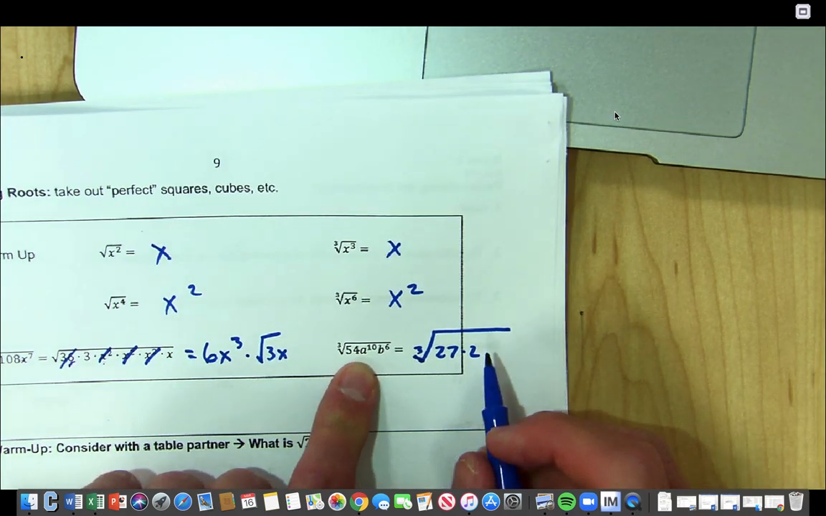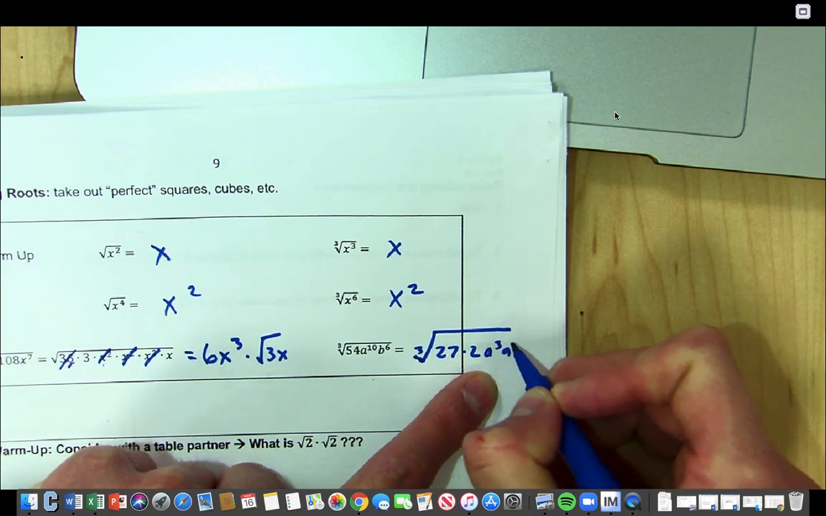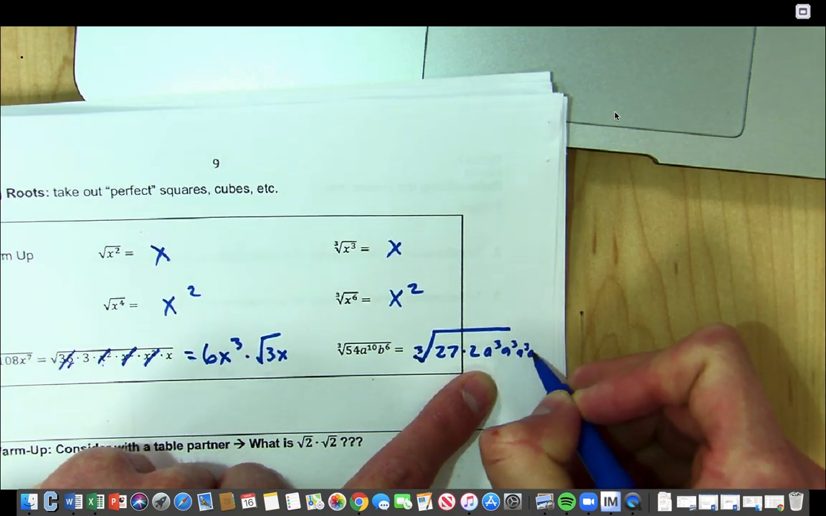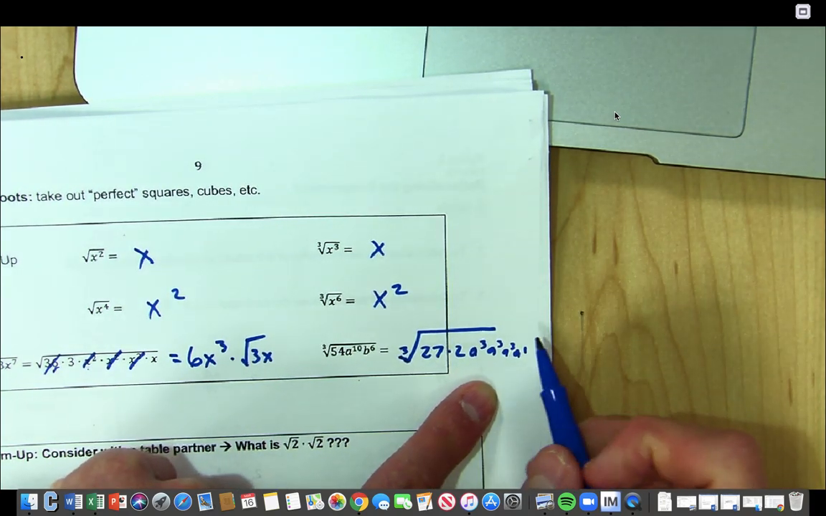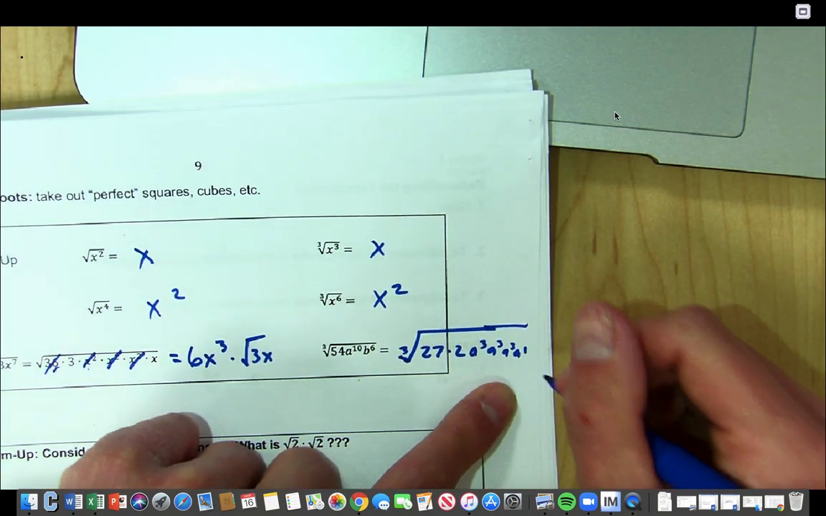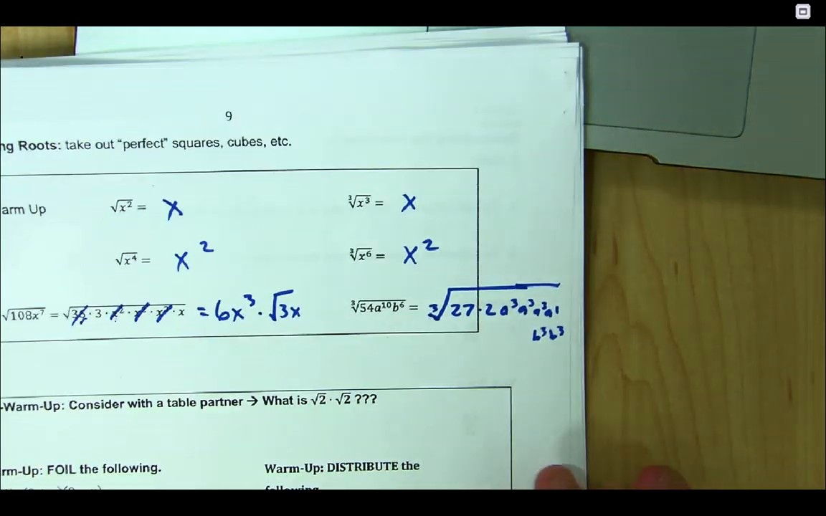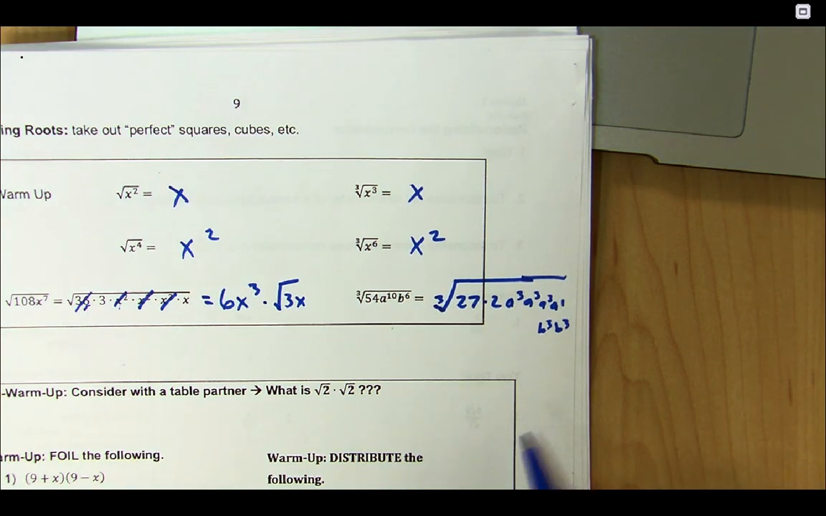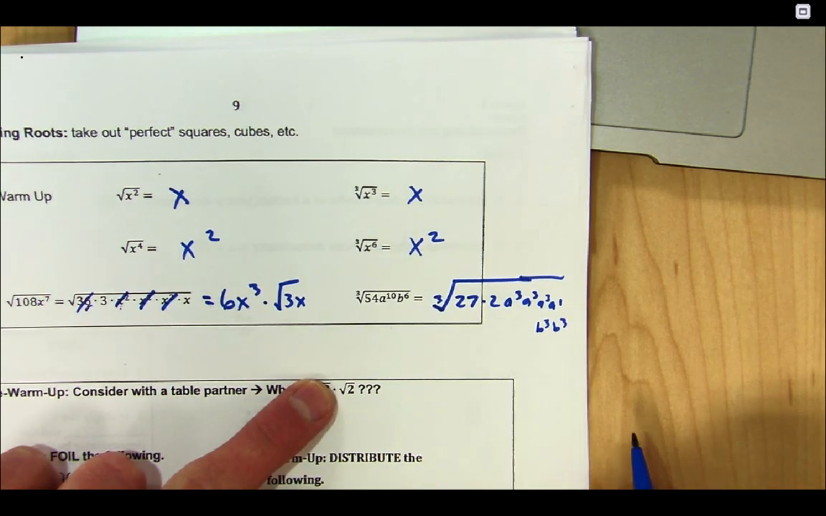All right, how many perfect cubes are in a to the 10th? Well, you have a cubed, a cubed, a cubed, a to the 1st. And I'm running out of room, but then it would be b cubed, b cubed to get you b to the 6th. So that should all be under the radical sign. I just ran out of room. So then do all your perfect cubes.